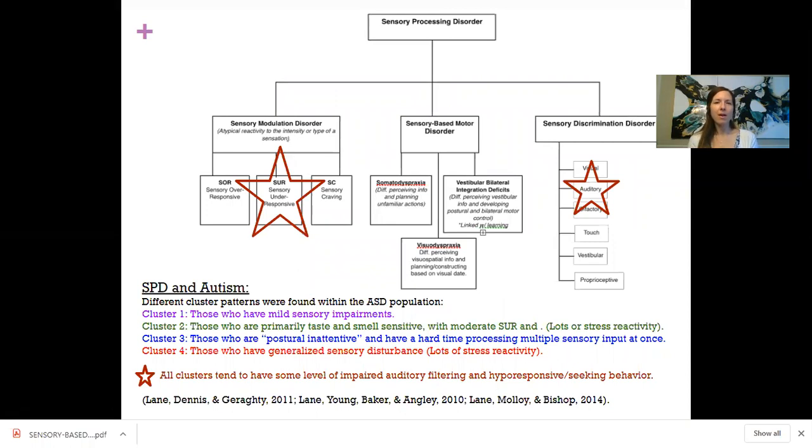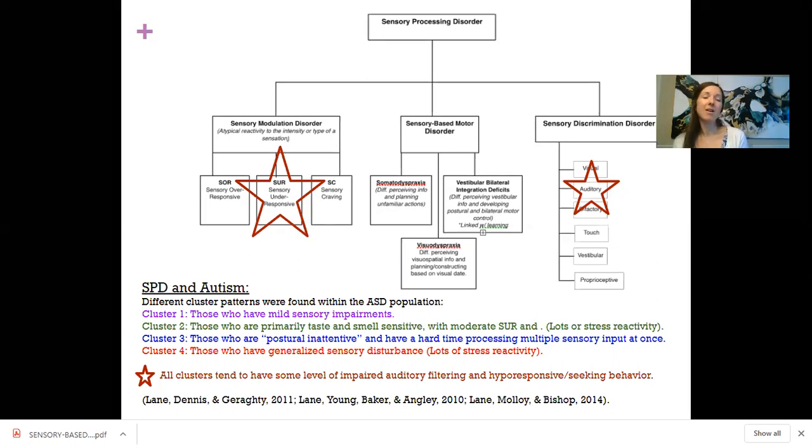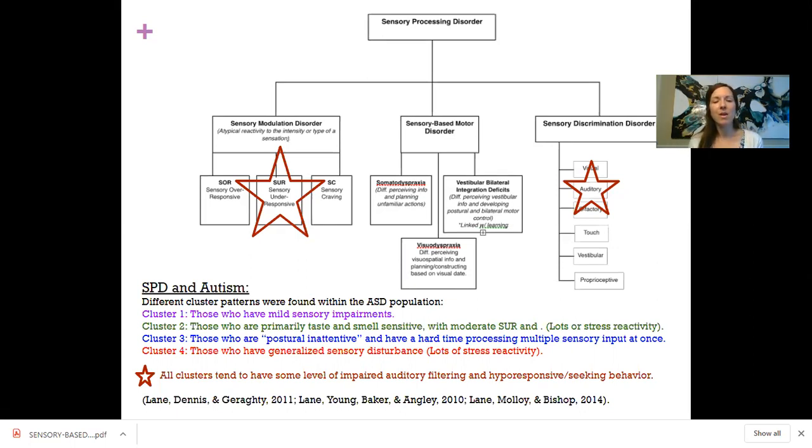One thing I want to talk about really quick with autism spectrum disorder is that there are some patterns coming out in terms of how kids with autism are responding to sensory information. These are kids with autism who are having sensory processing challenges. Remember, we talked about the estimate that up to about three-quarters of the ASD population have significant sensory challenges. There are four clusters from a study done by an occupational therapist.